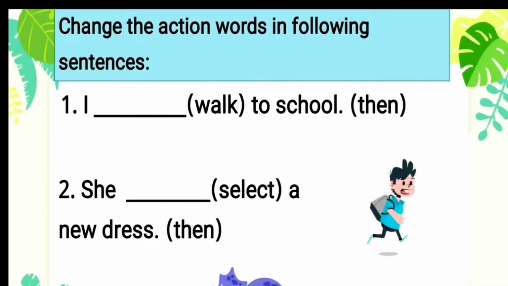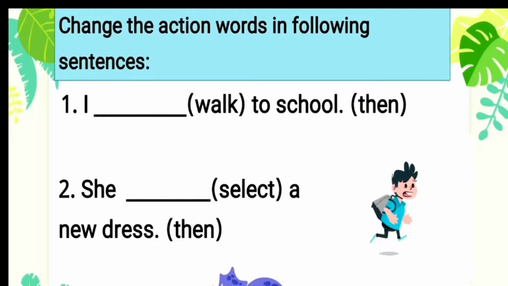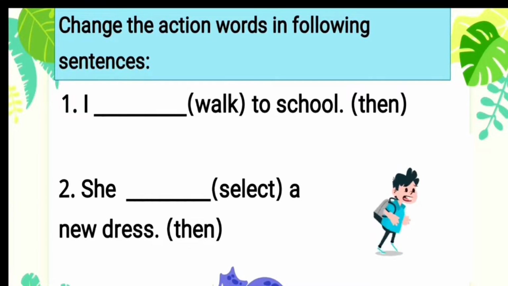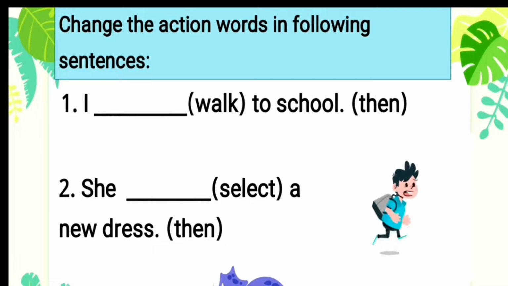So let's start the brainstorming session, okay? You can see that one boy is running or walking with a bag behind him. Before we go to the exercise, you have to read the instruction: change the action words in following sentences. You have to do that. It's not only that you have to change the form into then. You may change it into now as well.